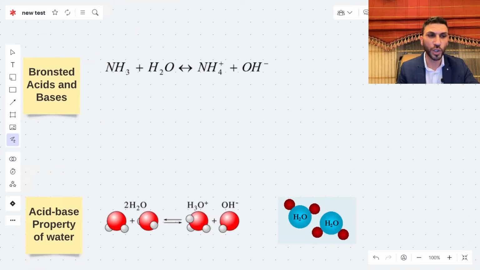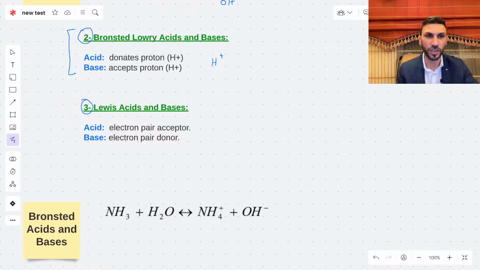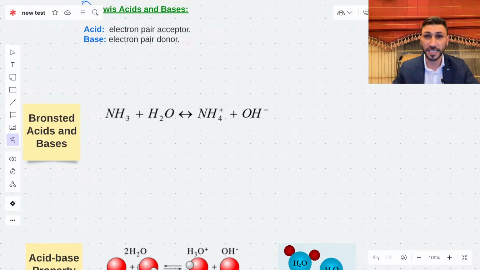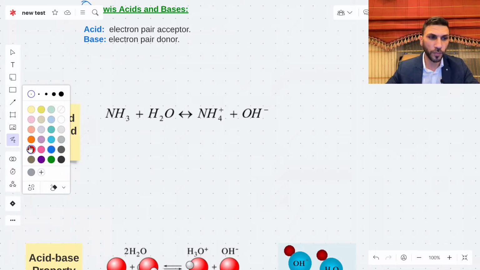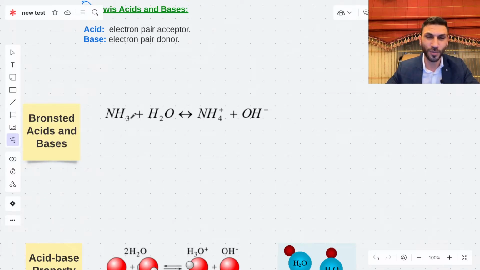What are Bronsted-Lowry acids and bases? From the definition, an acid donates a proton, and a base accepts this proton. So let's check this chemical reaction. I always like to write red for the base and blue for the acid. Now, let's check. NH3 before the arrow, and we have NH4 positive after the arrow. So let's take these two species and see what happened before and after.